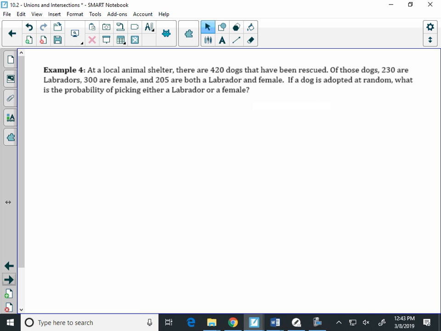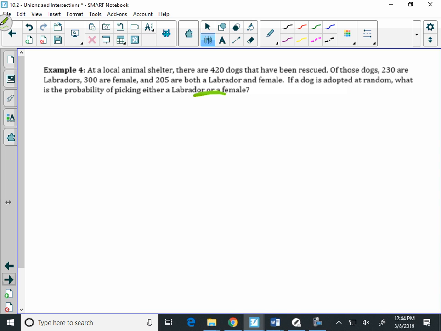At a local animal shelter, there are 420 dogs that have been rescued. Of those dogs, 230 are Labradors, 300 are female, and 205 are both Labrador and female. If a dog is adopted at random, what is the probability of picking either a Labrador or a female? I see the word or. I need to use that formula.